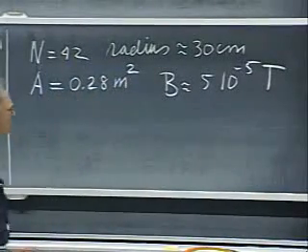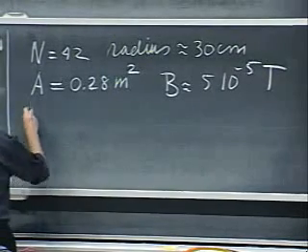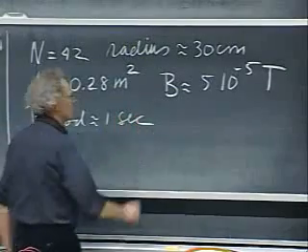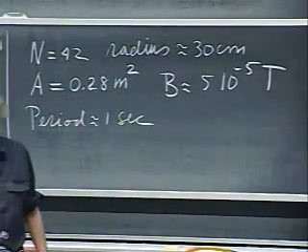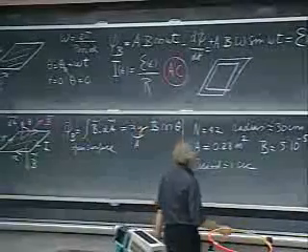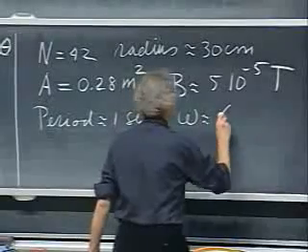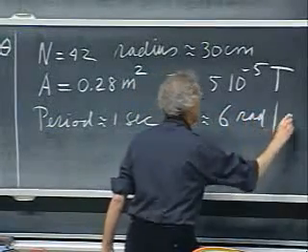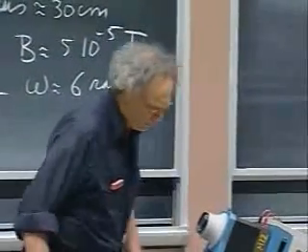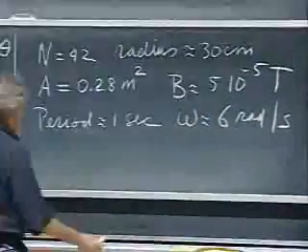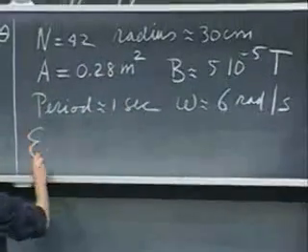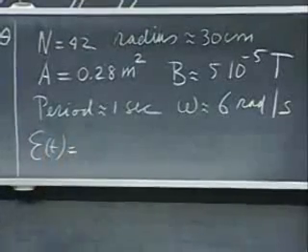And I'm going to rotate it around with a period of about 1 second. That means omega, 2 pi divided by the period, is then about 6 radians per second. 2 pi, I call that 6 for now. And so what is the EMF that I'm going to get when I rotate it once around per second? Well, the EMF will change as a function of time.